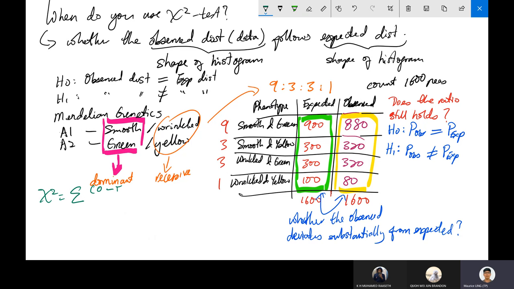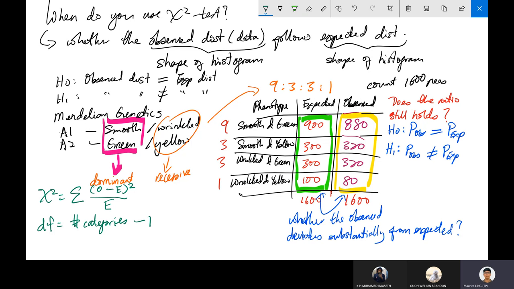Your observed minus expected, squared, divided by expected. That's why it's called chi square, because your numerator is squared. And the degrees of freedom, what is it? It's not n minus 1, that's the problem. It is the number of categories minus one.